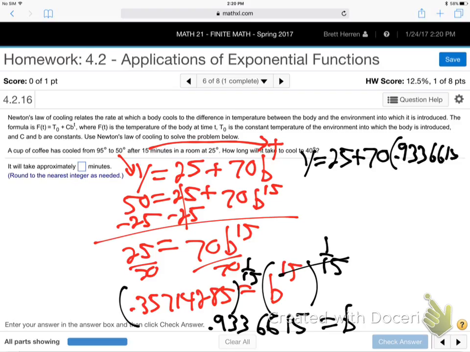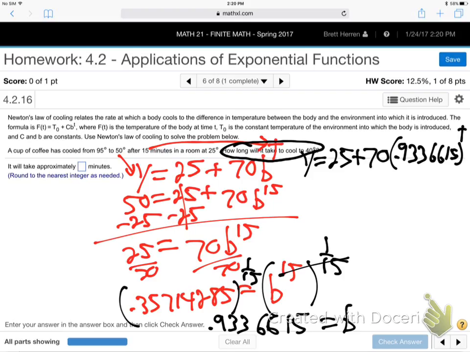Is that good? We've got the formula. Now we're ready to answer their last question. We found every letter by plugging in data points. So what's the last question? How long will it take to be 40 degrees?